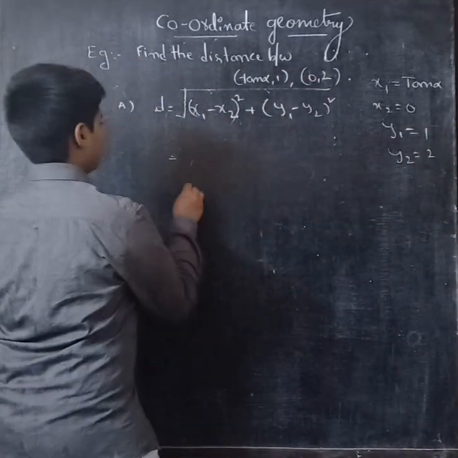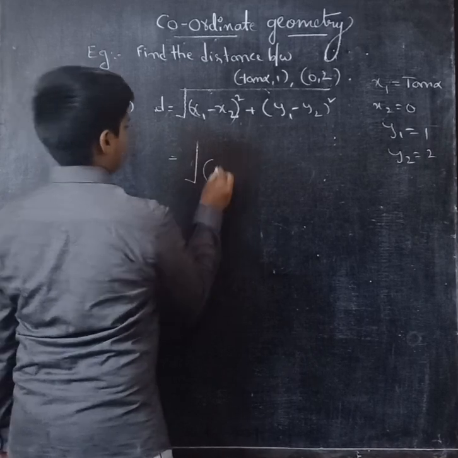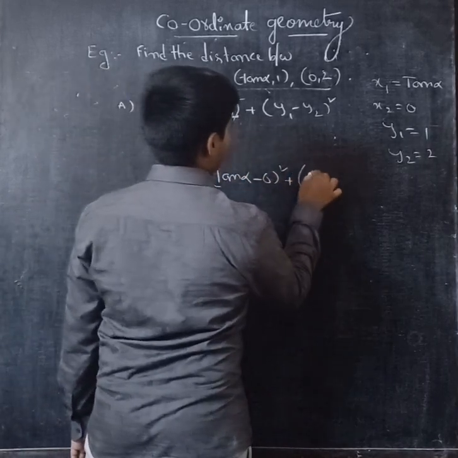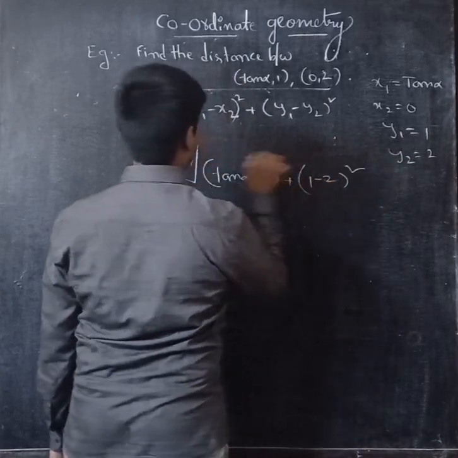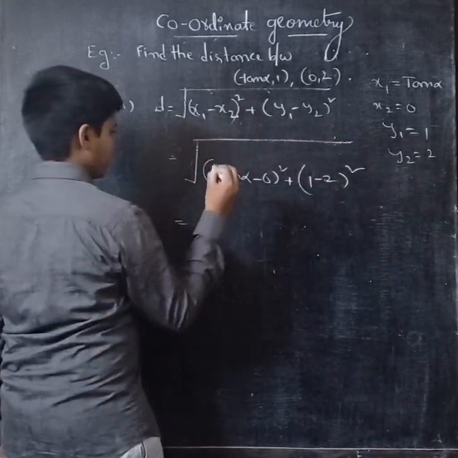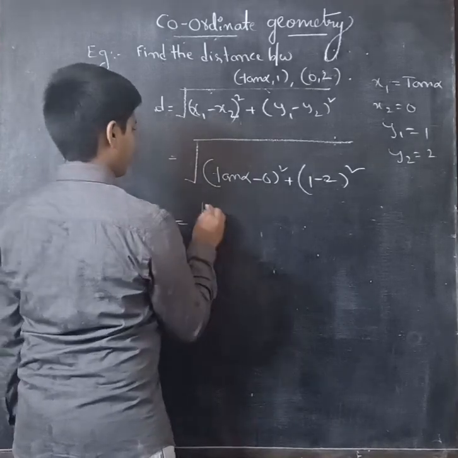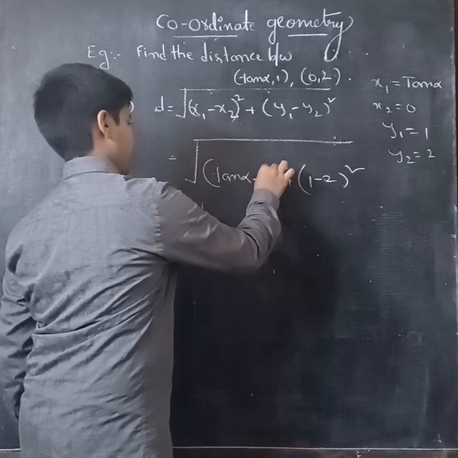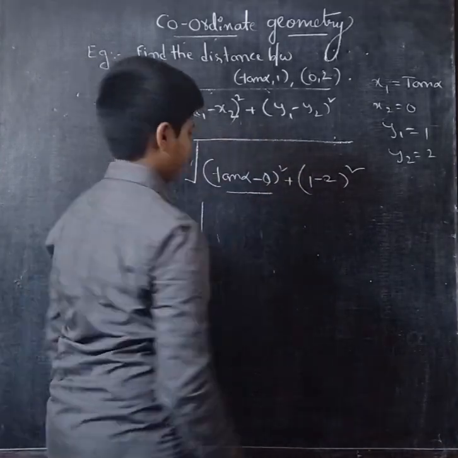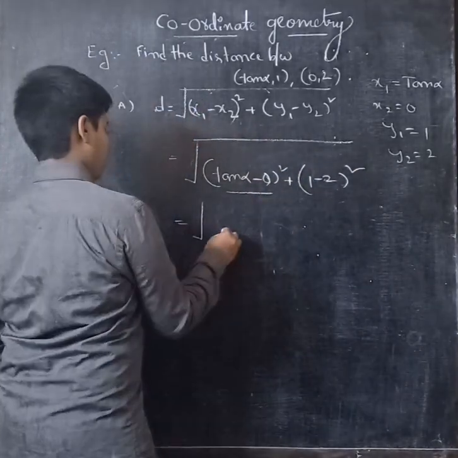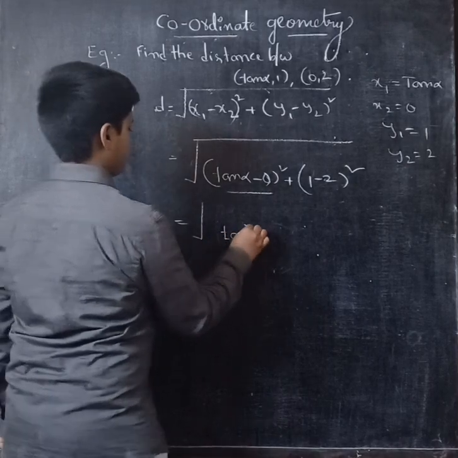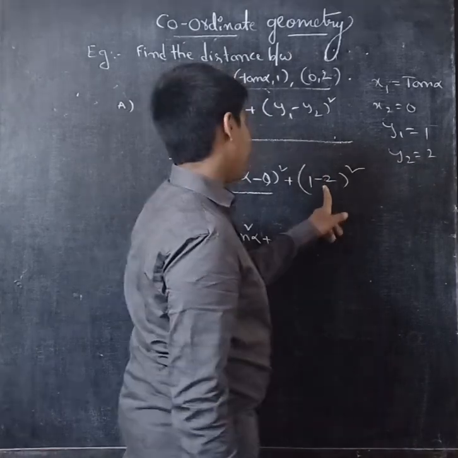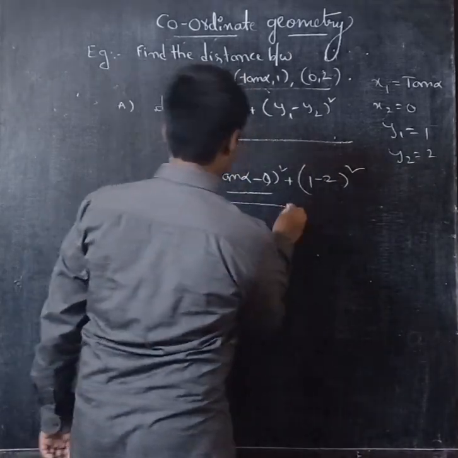So the root of (tan alpha minus 0) whole square plus (1 minus 2) whole square, under the root, is equal to the root of tan alpha minus 0, which is tan alpha, whole square, which means tan square alpha, plus (1 minus 2, that is minus 1) whole square, which is 1, under the root.